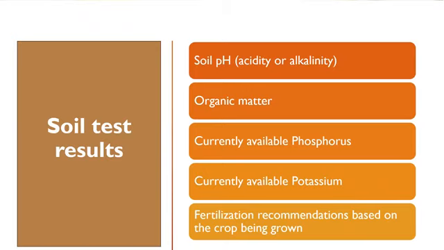So that will take care of your basic numbers on that bag: the nitrogen for organic matter, P for phosphorus, and K for potassium. And then they're going to give you fertilization recommendations based on the crop being grown. So if you say you're growing turf there, they're going to give you a recommendation for growing healthy turf. If you say you're growing potatoes there, then they're going to give you a recommendation based on that.